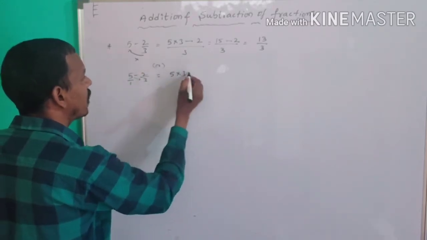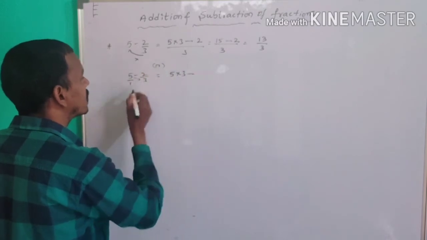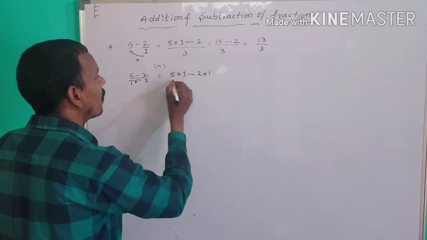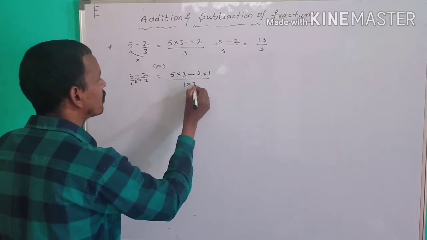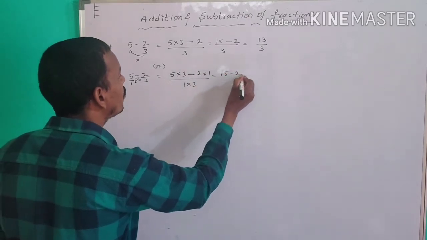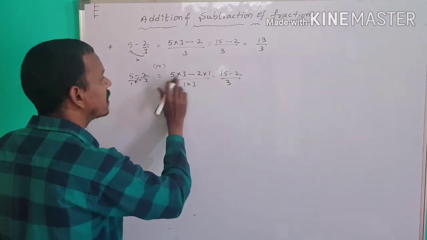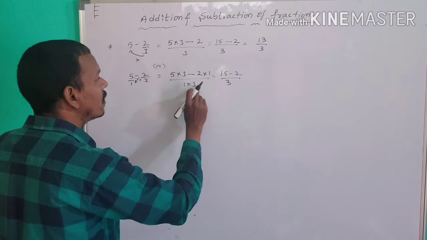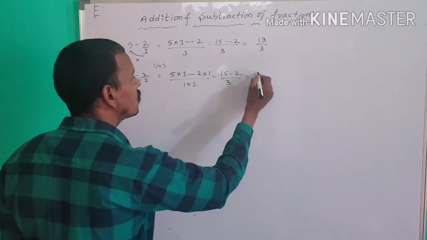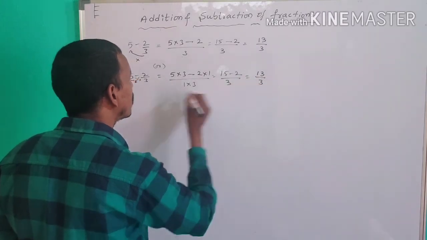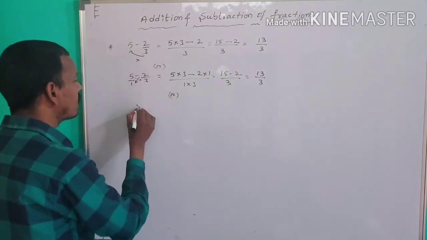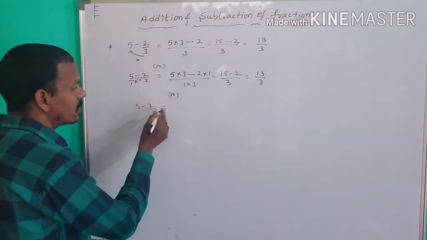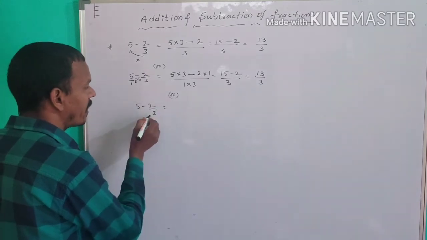The first numerator and the second denominator are multiplied first. So 5 into 3, and what is the middle sign? Minus, 2 into 1, by 1 into 3. That equals 15 minus 2 by 1. 5 threes are 15, minus as it is, 2 ones are 2, by 1 into 3 is 3. 15 minus 2 is 13 by 3. Or another way, 5 minus 2 by 3, we can find the solution directly.